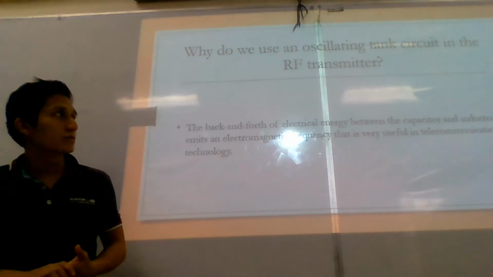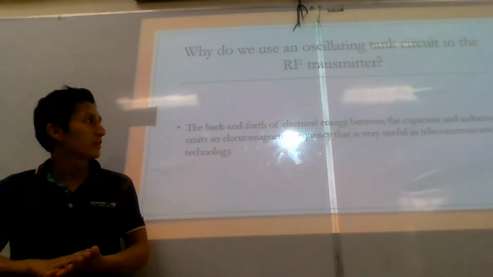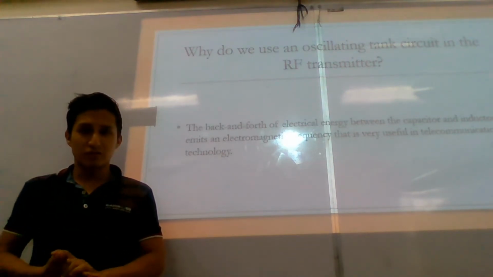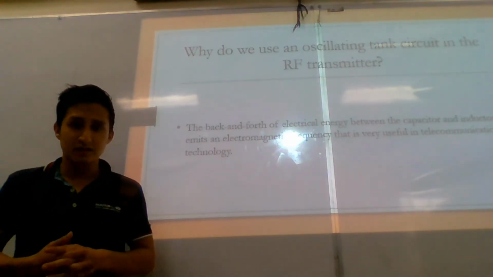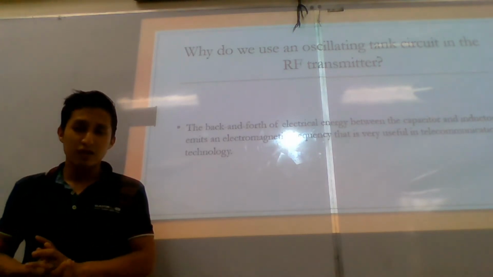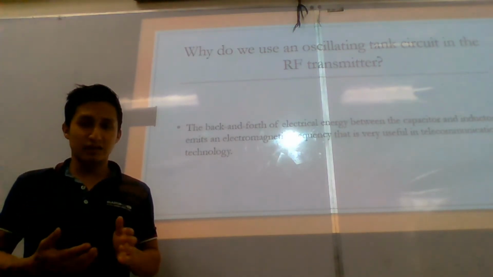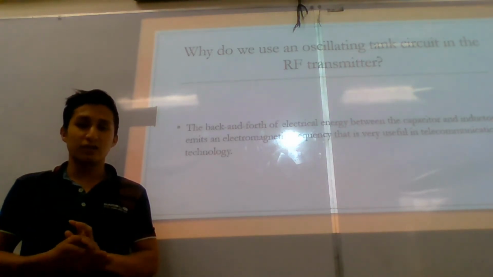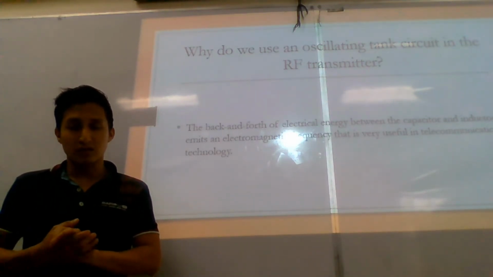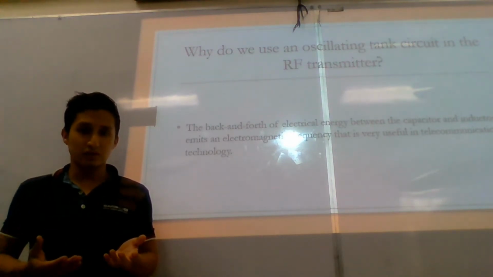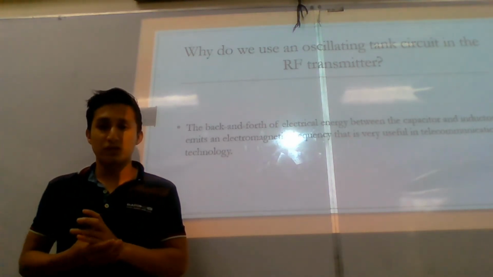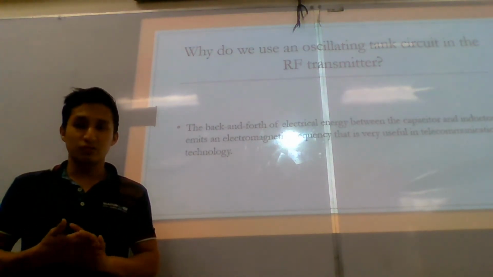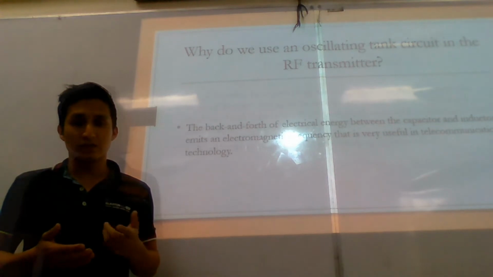When we use an oscillating tank circuit in an RF transmitter, the back and forth of electrical energy between the capacitor and inductor emits an electromagnetic frequency that is very useful in telecommunication technology. It is often used in tuning radios, transmitters and receivers. That circuit can be tuned to produce a specific frequency.